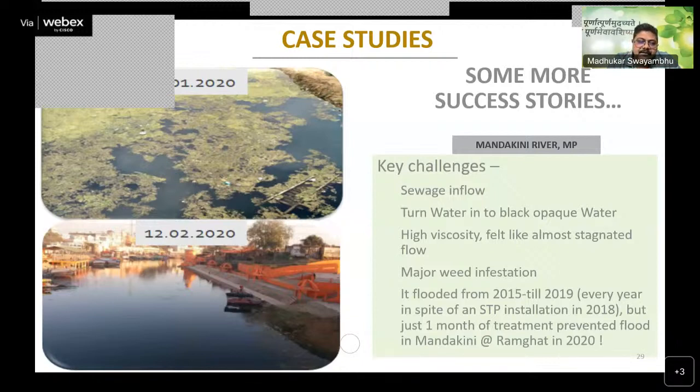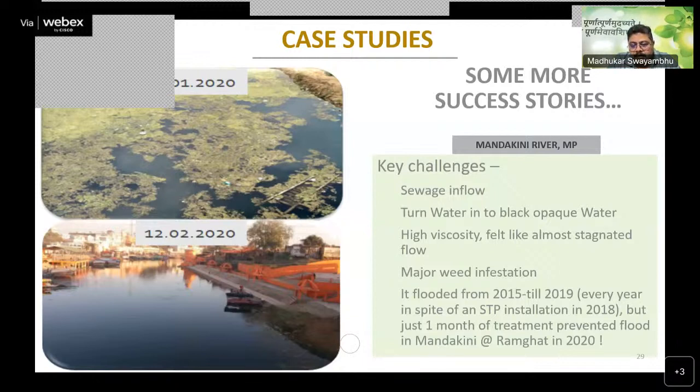And the uniqueness of this river is that it is one of the only few rivers which flows from south to north. So it is a northward flowing river. It starts from Sati Anusuya Ghat in Madhya Pradesh and culminates into a place called Raja Bazar in Uttar Pradesh, where it has a confluence with River Yamuna.